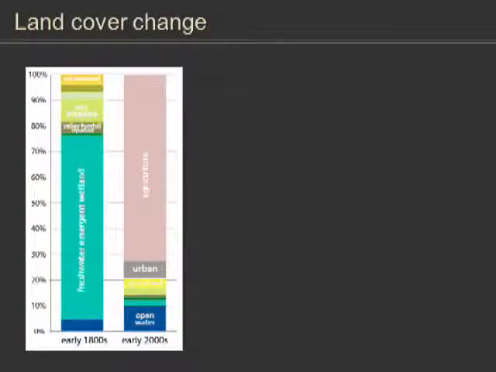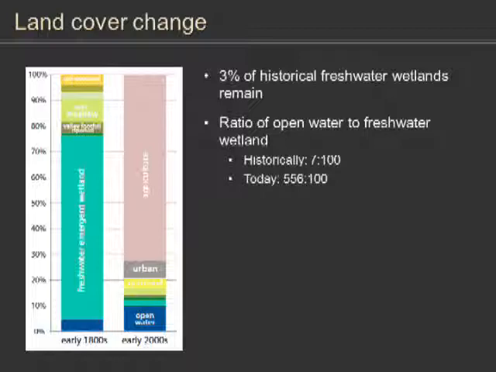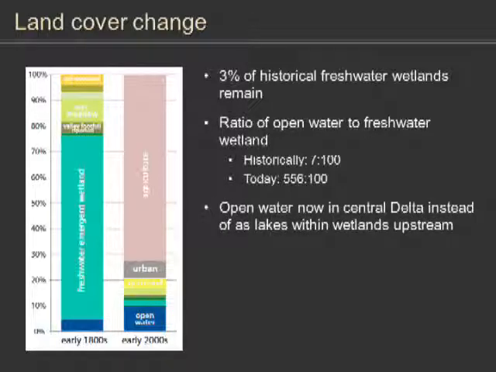And so, just to mention a little bit more about the loss and the change through time, today we have about 3% of the historical freshwater wetlands of the area that we had historically. And then also, interestingly, the ratio of open water to freshwater wetland has really shifted. So historically, you had about 14 times more wetland than you did open water, whereas today you have about 5 times more open water than wetlands. So that relationship between land and water has really shifted. And the position of where that open water is has really changed.